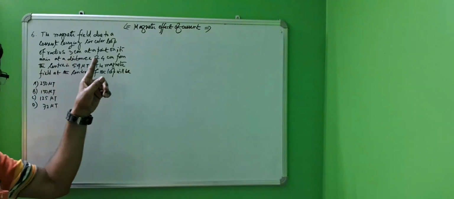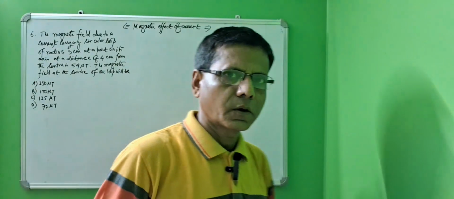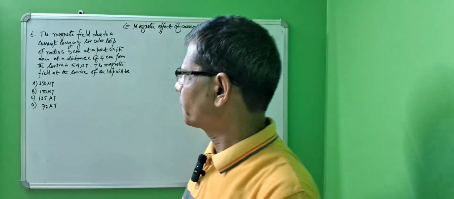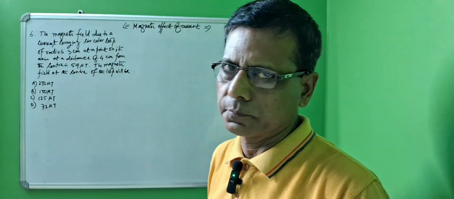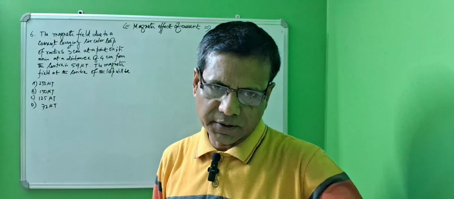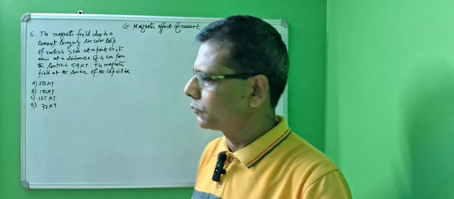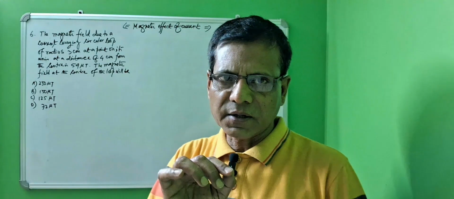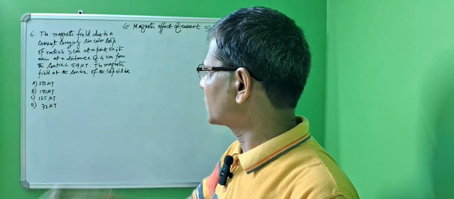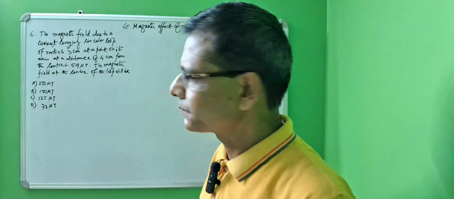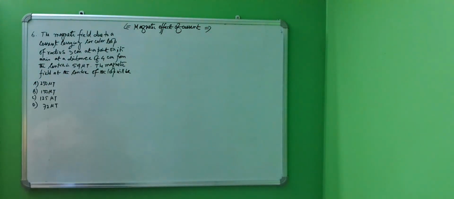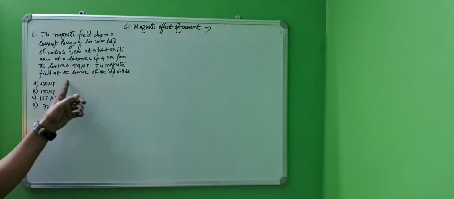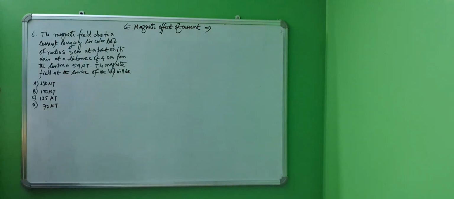The magnetic field, problem number 6. The magnetic field due to a current carrying circular loop of radius 3 cm at a distance 4 cm on its axis is 54 microtesla. The magnetic field at the center of the loop will be this.